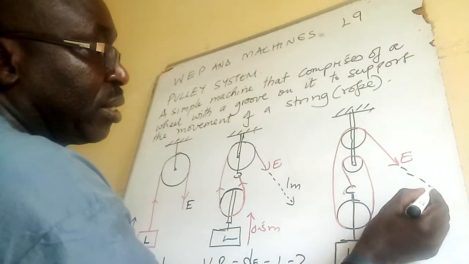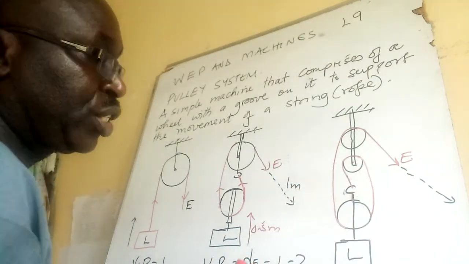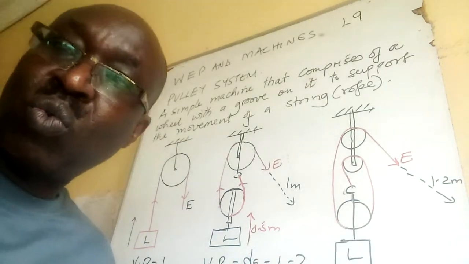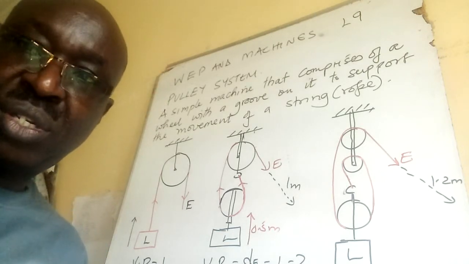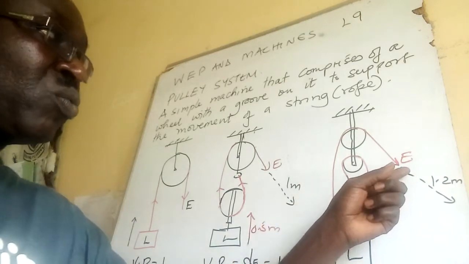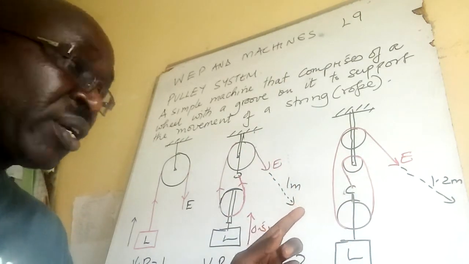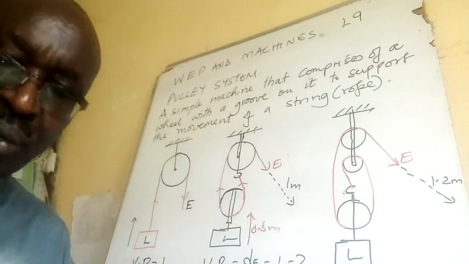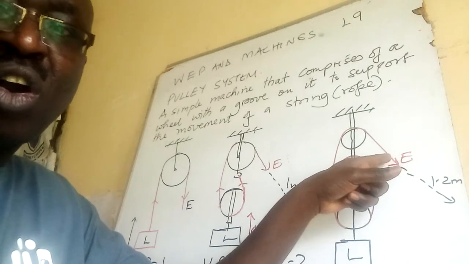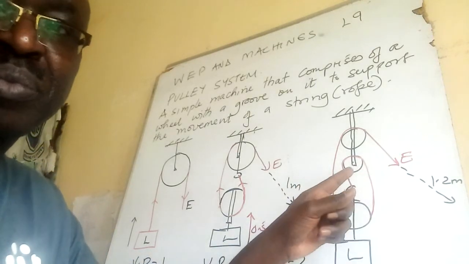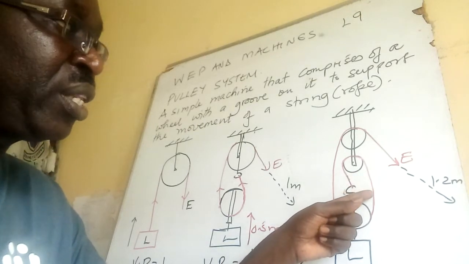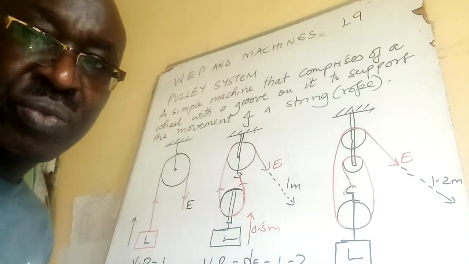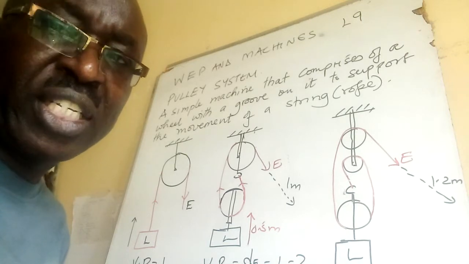Suppose the effort moves by 1.2 meters. That 1.2 will be shared by the ropes that support the pulley which holds the load. In other words, the movement of point E has an effect on this. It will have the effect on this part and also on this part. They will have to move. So we want to understand to what extent is their movement.